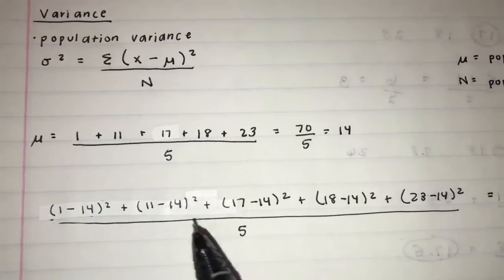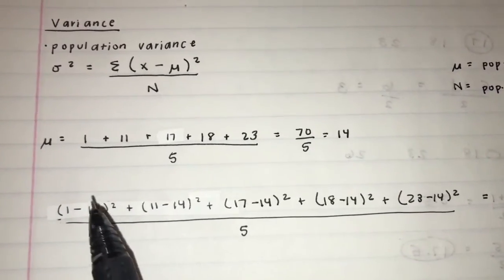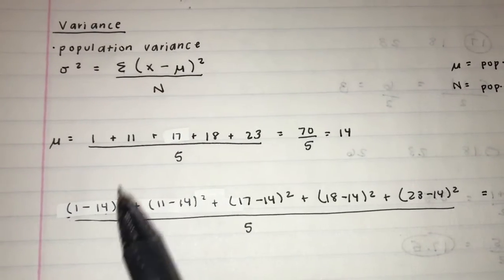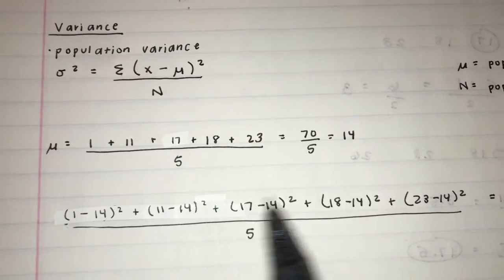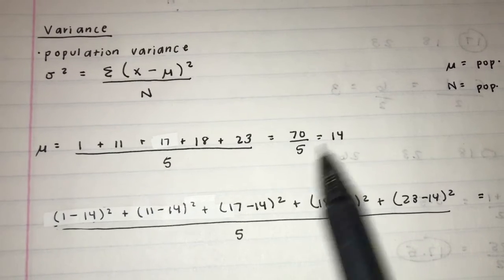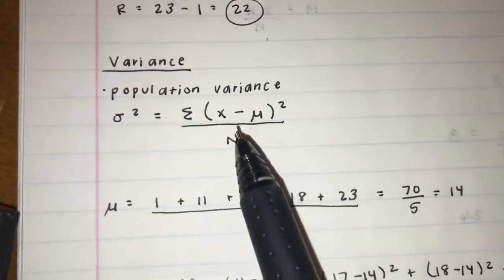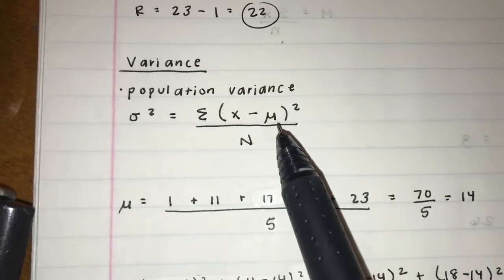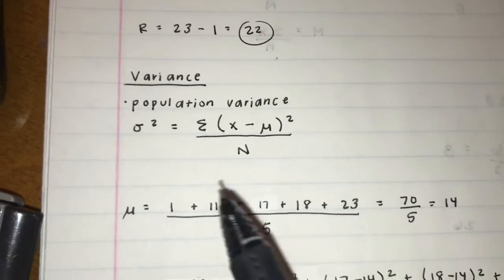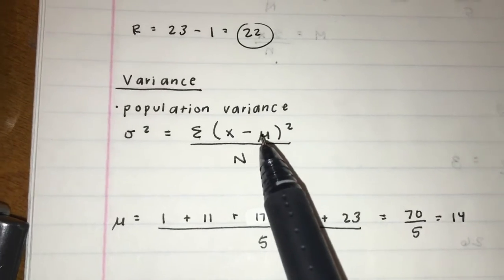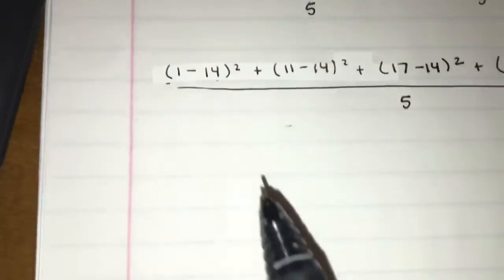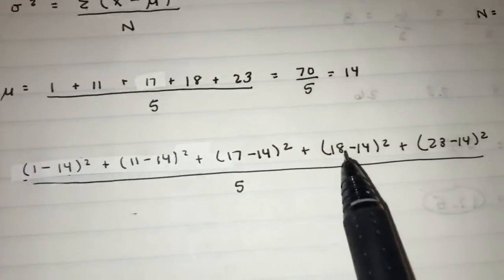What I did here was I just finished the numerator. Like it says in the formula, we're going to take each score in the set of data, subtract the population mean, and then square each one. Also, the x minus mu here in the formula is a deviation. So this is going to be the difference of each score from its mean.